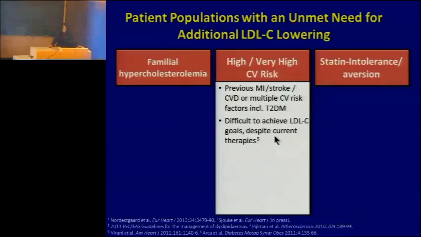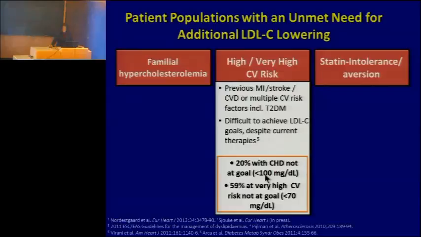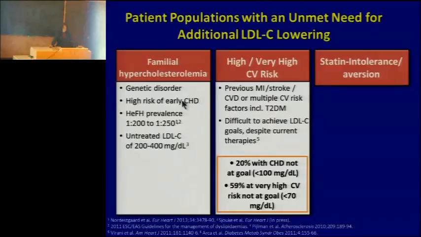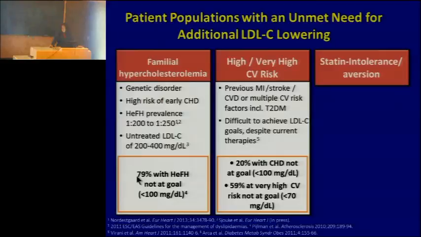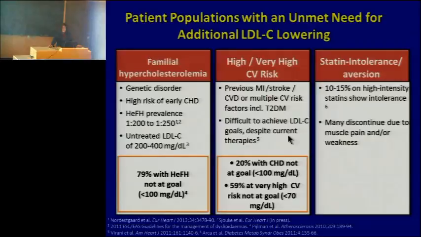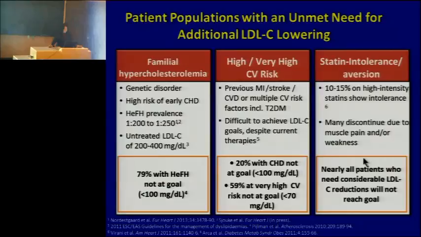And 20% of patients with coronary heart disease are actually not at goal, if we were to look at numbers as such. The individuals with genetic disorders, the familial hypercholesterolemics, have very high LDL cholesterol. Only 20% of them ever get to goal, whatever your goal might be, which is essentially as low as you can possibly go. The other group of individuals, and I'm sure you're familiar with this group, are the people who are intolerant to statins or averse to statins. And 10 to 15% of these patients show intolerance, and pretty much none of these patients are ever going to be at goal. So how can we help these individuals?